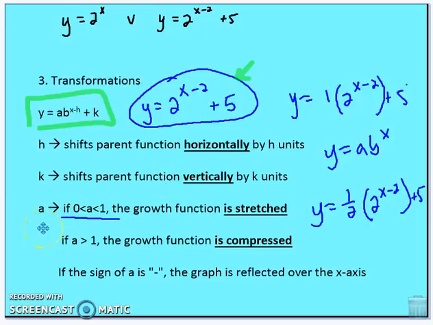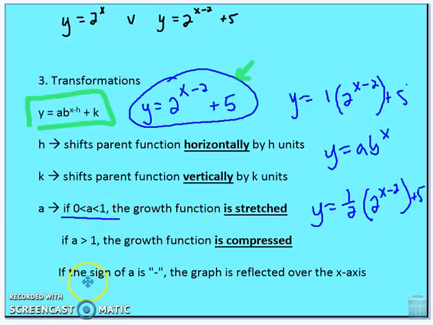A represents how the original function is either stretched or compressed. So if a is between 0 and 1, then the function is stretched, meaning that I'm getting to the y values at a slower pace, so to speak, because I'm scaling it by a factor of 1/2. And if a is greater than 1, then the growth function is compressed, meaning I'm getting to the y values more quickly. I'm scaling it by a factor of, in this case, if I were to make this 2, that would be scaling it by a factor of 2. So if it's greater than 1, the function is compressed. If it's between 0 and 1, then the function is stretched.